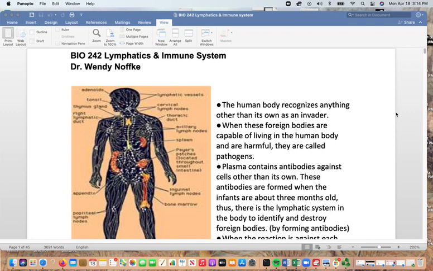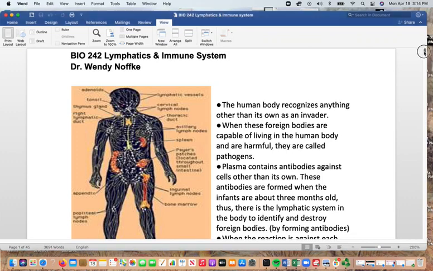So our human body is going to recognize anything other than its own tissue as an invader. And so when you have these foreign invaders in the body and they're capable of living in there, we consider it a pathogen. This diagram here just shows you some of your lymphatic tissues and organs in the body, as well as the layout of lymphatic vessels.